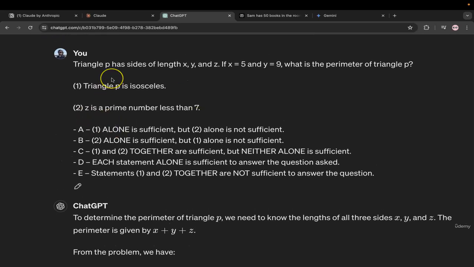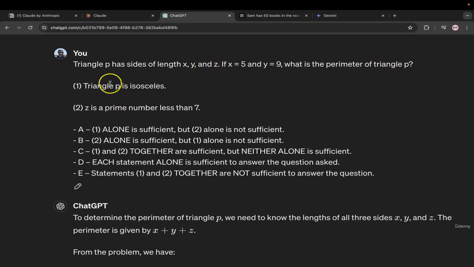Now I punched in another math problem, which is from a GMAT test, which you take for graduate admissions to business schools. The problem says triangle P has sides of length x, y and z. So a triangle has 3 sides. The length of x is 5 and y is 9. What is the perimeter of the triangle P? So we know 2 sides and we're trying to figure out the third one.